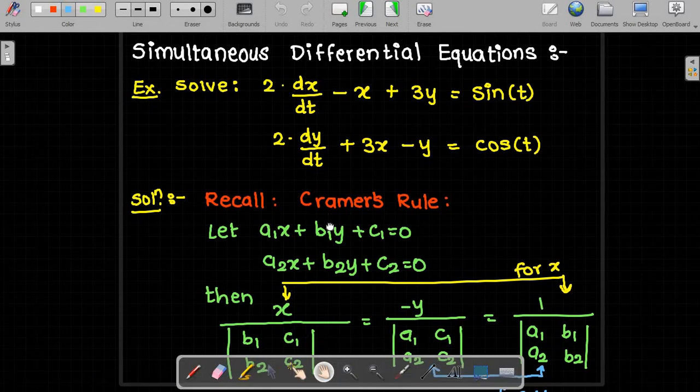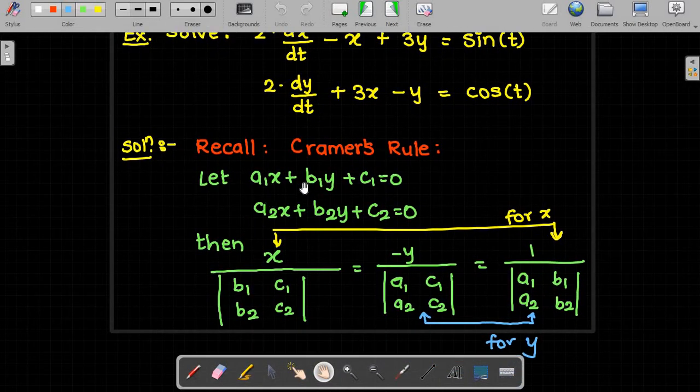So Cramer's rule is, let's quickly revise. Let a1x plus b1y plus c1 equal to 0 and a2x plus b2y plus c2 equal to 0. These are two linear equations having variables x, y. Then we consider x upon the determinant of coefficients of y and constant terms in the denominator, equal to minus y upon the determinant of coefficients of x and constant terms, equal to 1 upon the determinant of coefficients of x and y.